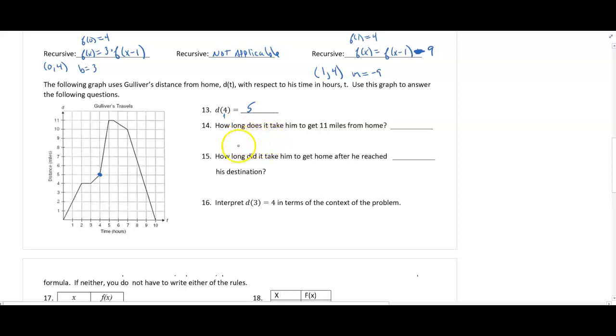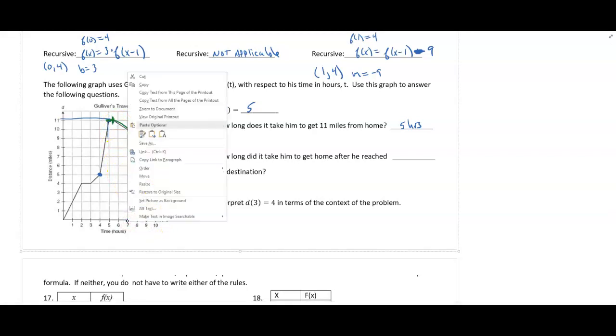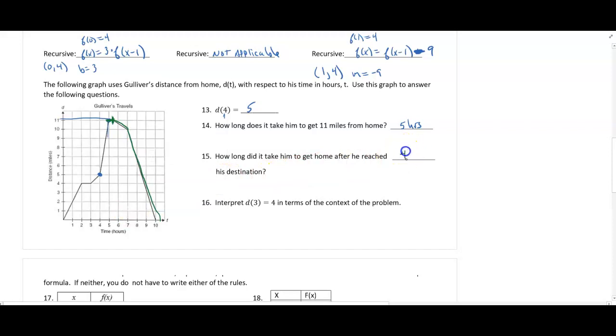How long does it take him to get 11 miles from home? Well, here's 11 miles from home. How long did it take him to get there? It took him 5 hours. How long did it take him to get home after he reached his destination? If he reached his destination here, how long did it take him to get home from here to here? Well, that's going to be 1 hour, 2 hours, 3 hours, 4 hours, about 4.5 hours.